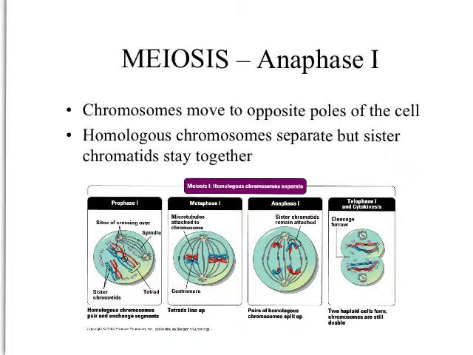This is where chromosomes are going to start to move to the opposite poles. So we can see that in this one. Those spindle fibers are going to pull the homologous chromosomes away from each other, but those sister chromatids still stay together. So we're going to get the chromosomes going to opposite poles.